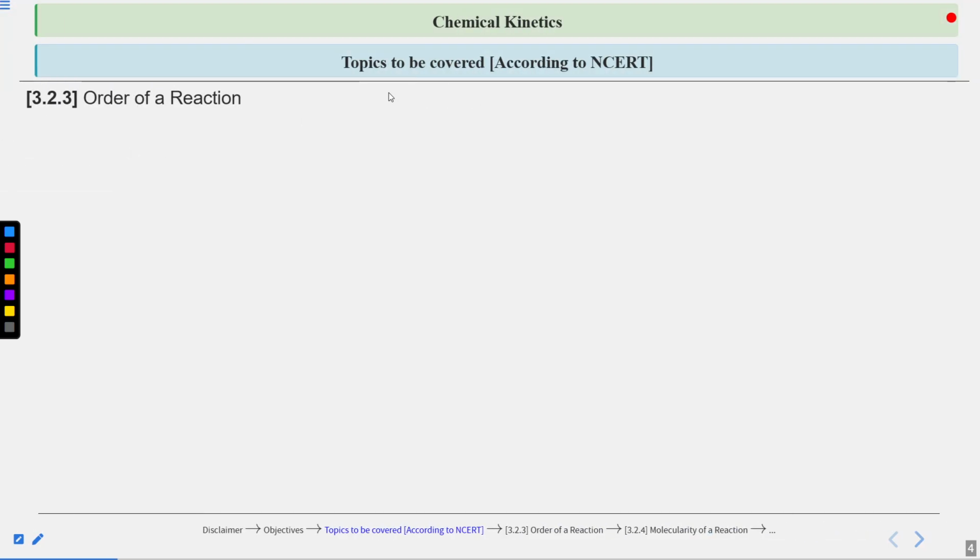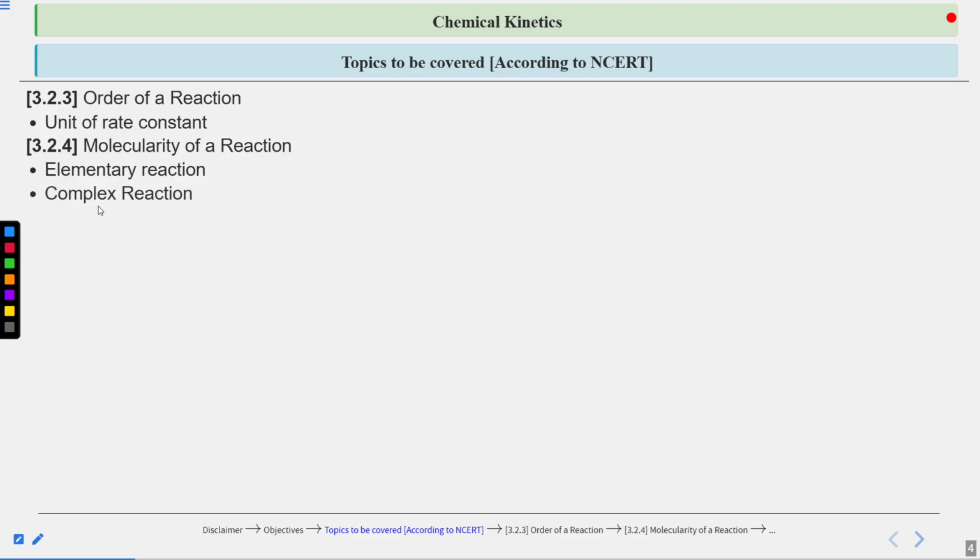Now let's see which topics we are going to cover today in this lecture as per the NCERT. The first is subsection 3.2.3, which is order of a reaction, in which we will talk about the unit of rate constant. Then we will see the next subsection, 3.2.4, that is molecularity of a reaction and elementary reaction. Under this we will study the elementary reaction, complex reaction, and determining the order of the reaction. So we also learn to determine the order of reaction under this subsection.